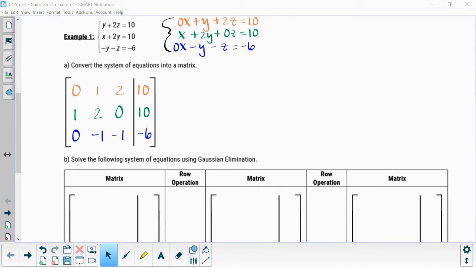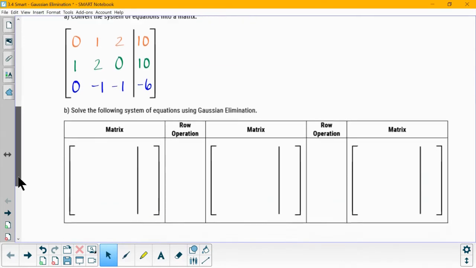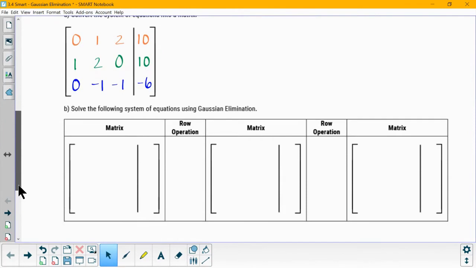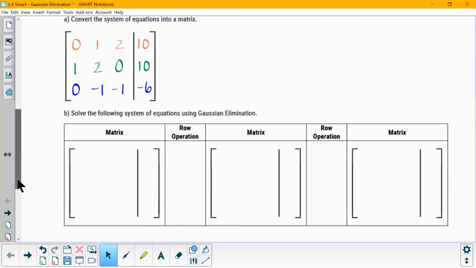Now we are going to use our legal row operations to solve by Gaussian elimination. Again, organization is so important. I always suggest making sure that this is the most organized math work you have ever done. So I'm going to go ahead and rewrite the matrix from above in my first space. Now, remember, the goal is to have a 0, 0, 0 here.